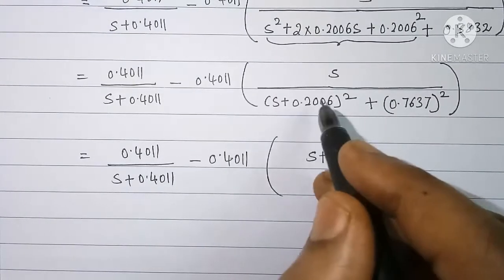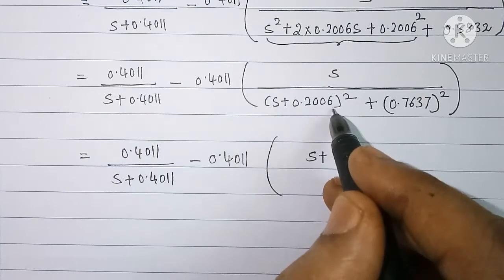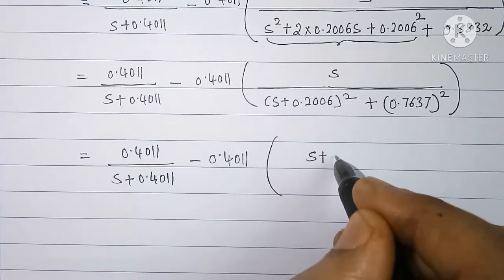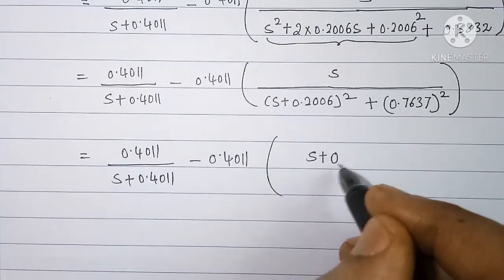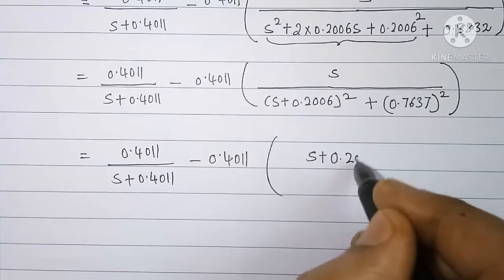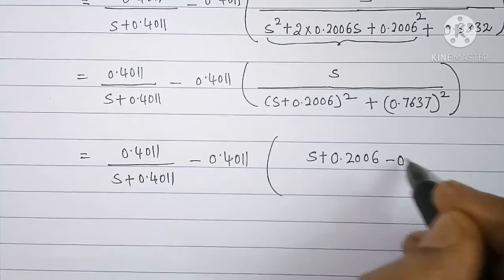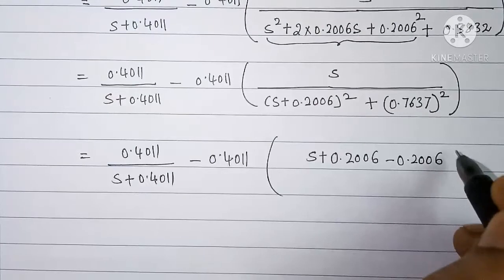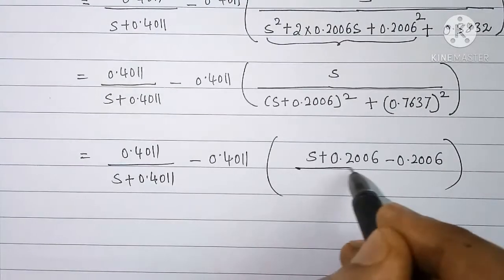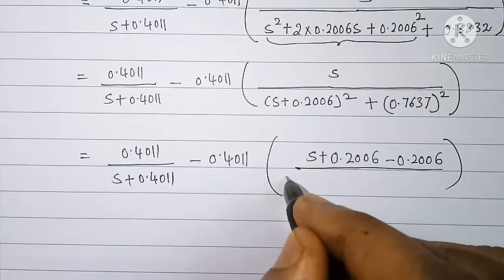We will add and subtract this 0.2006 in the numerator and keep the denominator as it is.